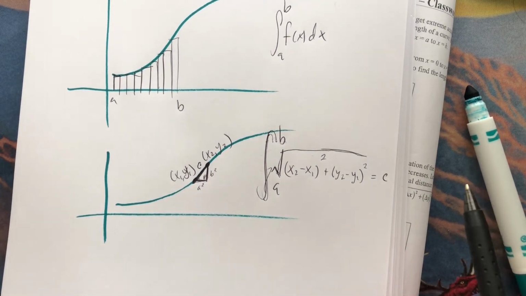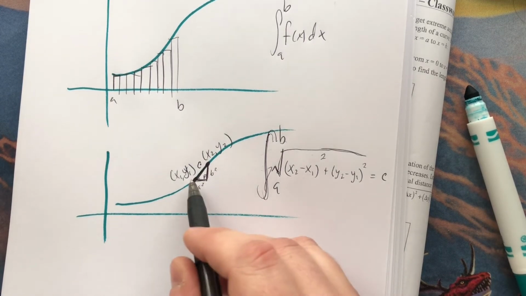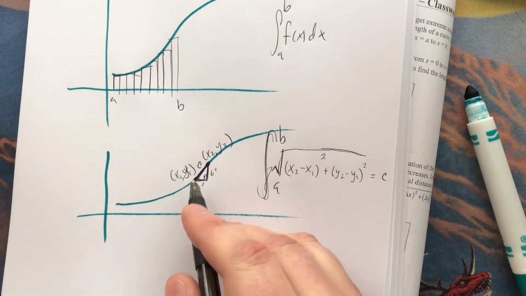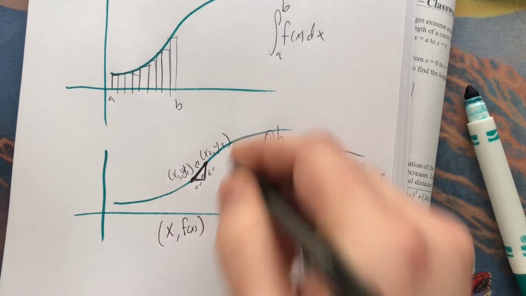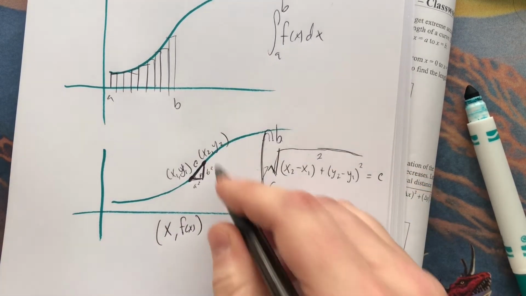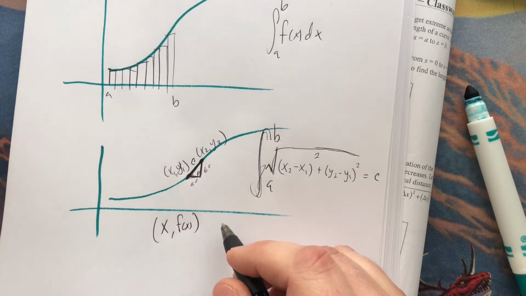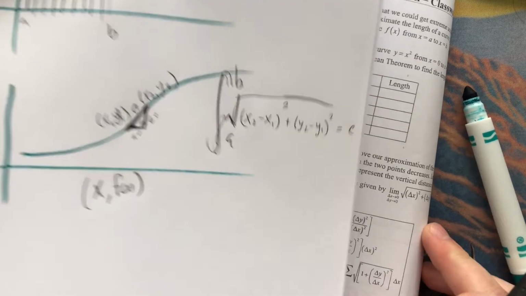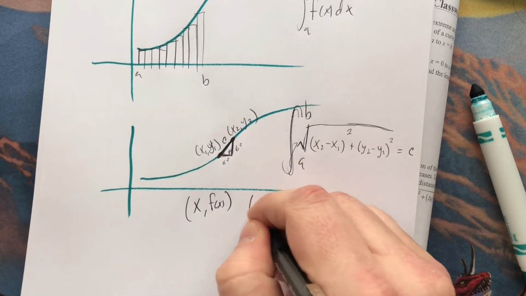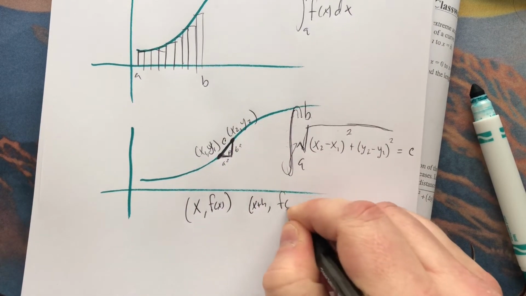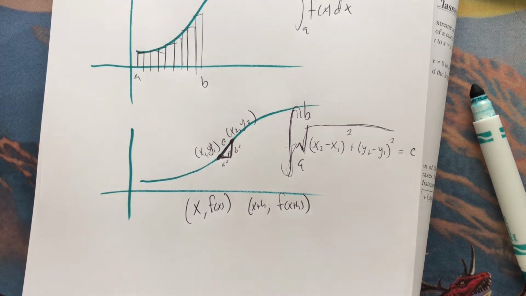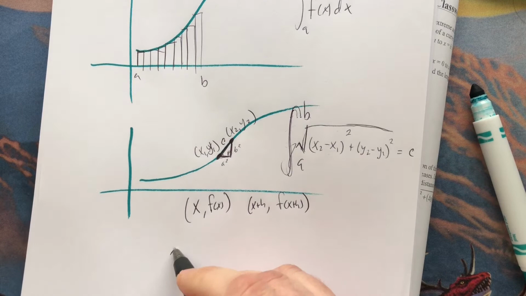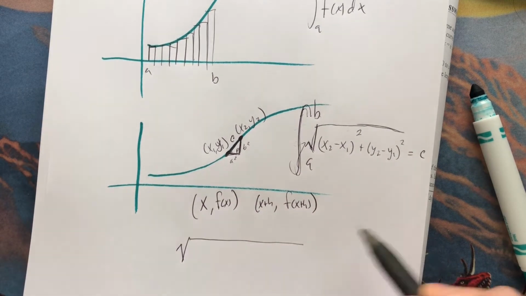So let's see. Instead of calling this x1, y1, let's call it x, f of x. And instead of calling this x2, y2, let's call this x plus h, f of x plus h. And you might be like, wait, we're starting to go somewhere with this. This reminds me of something that I used to see before. Well, let's see what happens if we go in here.